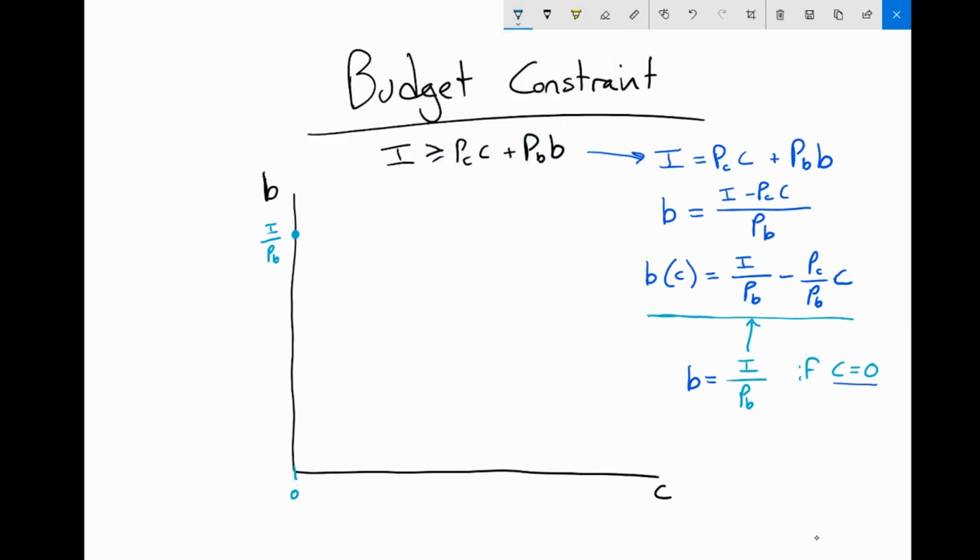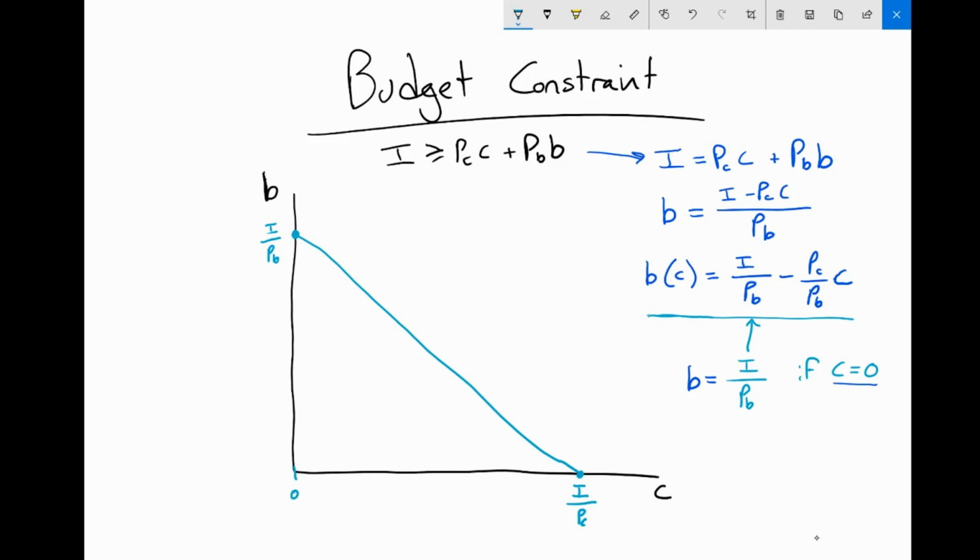All right, then if I wanted to plot this, it's going to look something like this. What we find down here is income divided by P_C. That is, if I bought no bagels and bought all coffee, I would spend all of my income on coffee. I would be able to buy a number of cups of coffee equal to my income divided by the price of coffee. So this line is going to give us the outer boundary of our budget constraint.